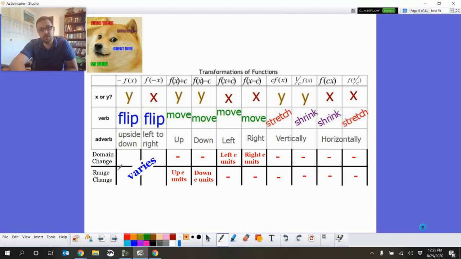The flips, it's going to vary what it's going to do to the domain and range, so you can't really say for sure. But in terms of the stretches and shrinks, they don't do anything. They'll never do anything. But the moves, this will tell you what's going to happen to the domain or range of a function after you do that transformation to the function. So you can copy that down. You don't necessarily need to. You can pause the video if you need.